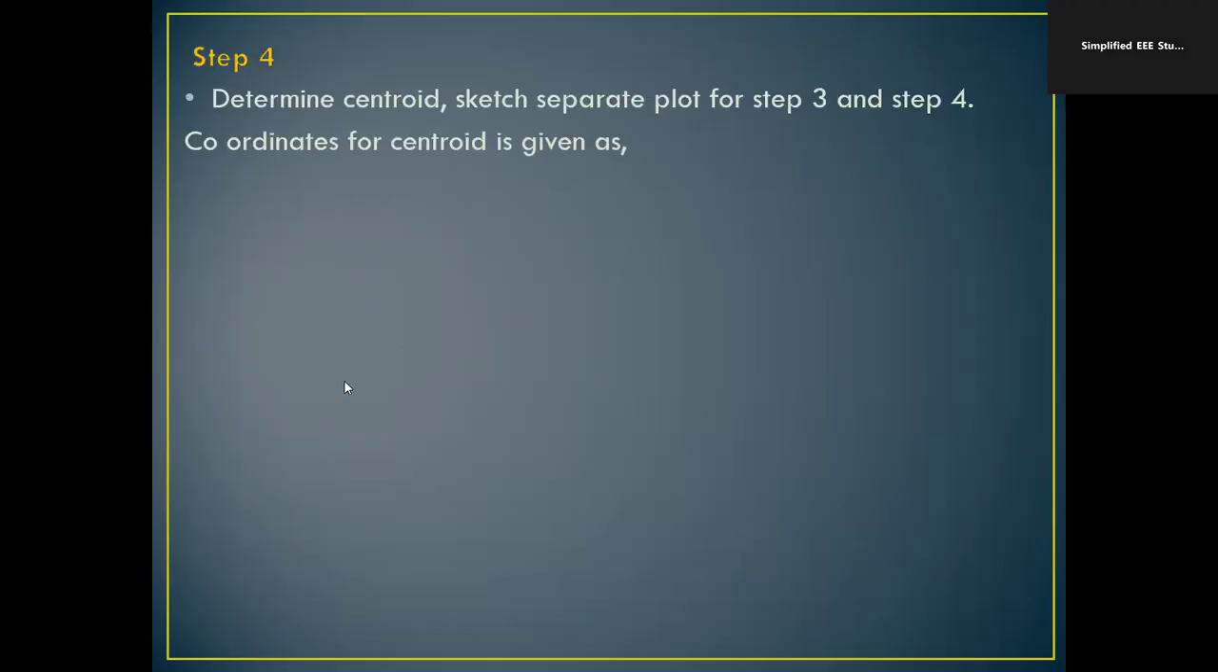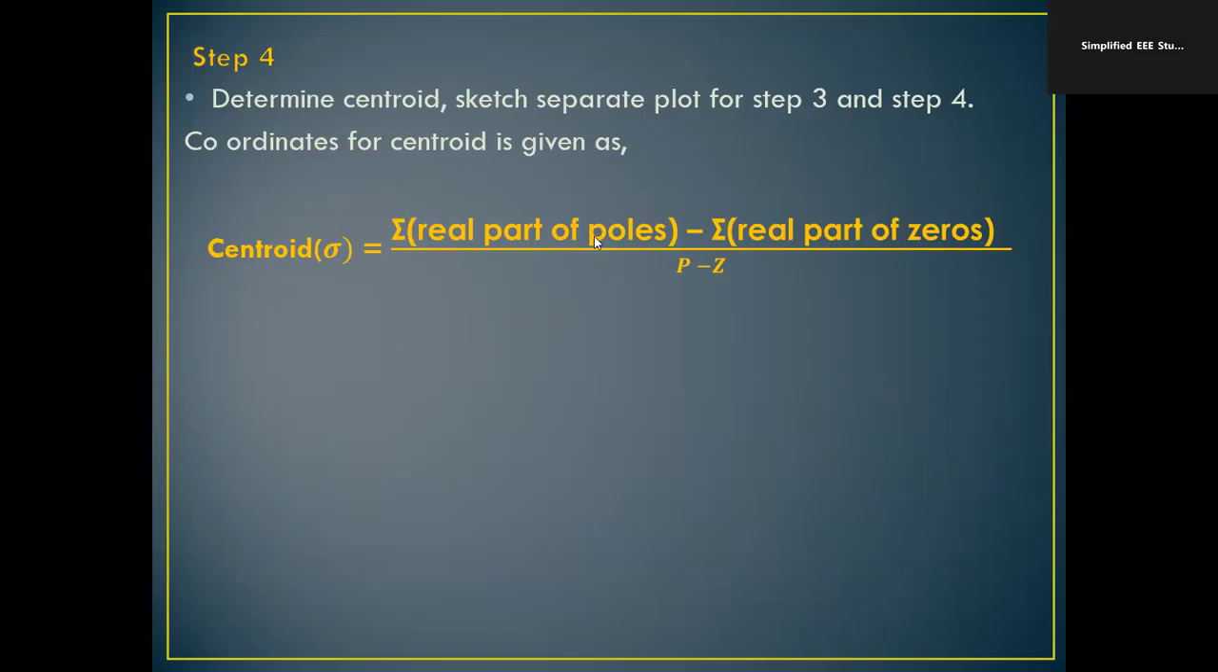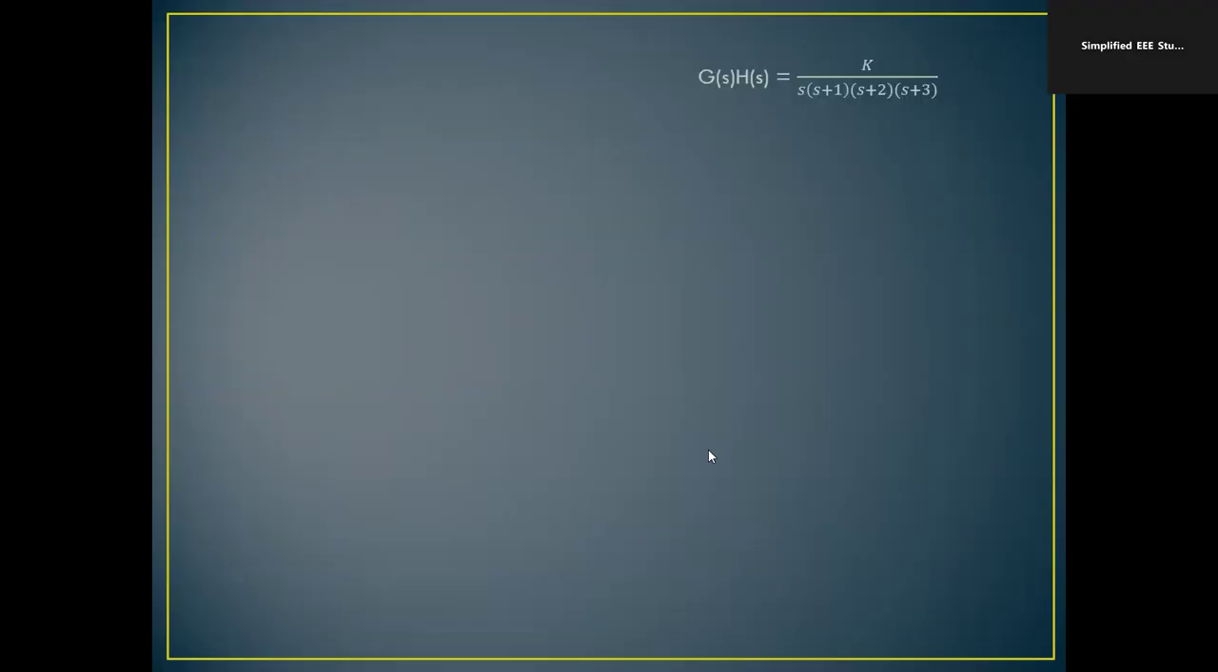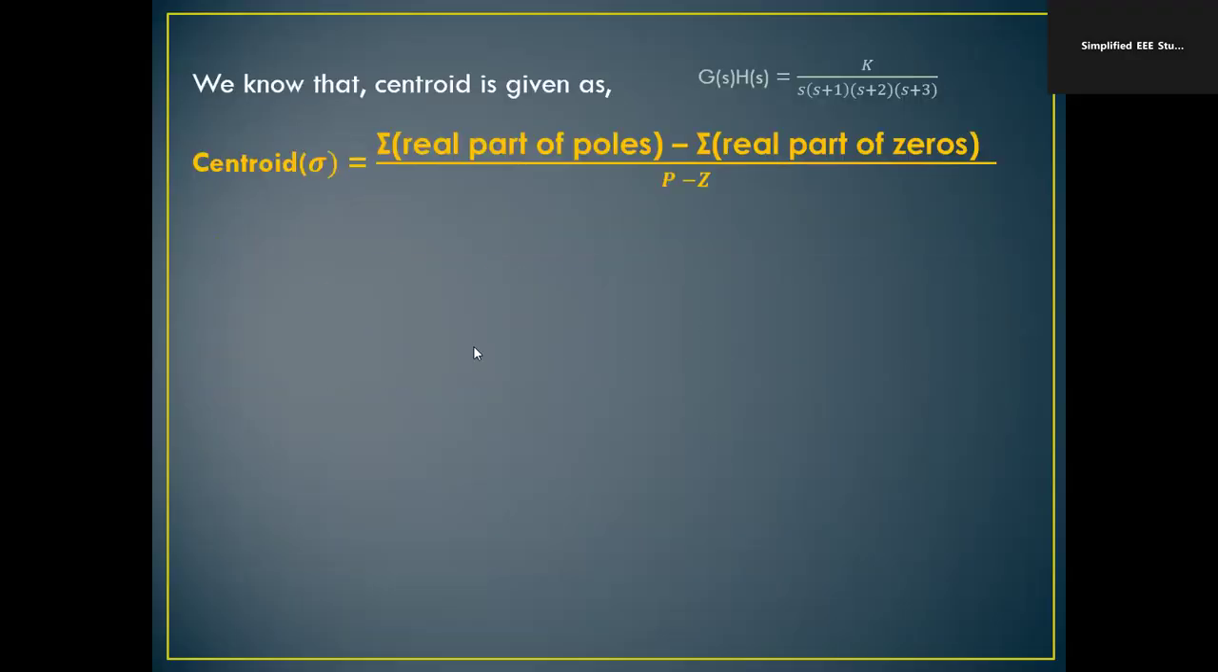Now step number 4, determine the centroid. Sketch the separate plot for step number 3 and step number 4. Coordinate for centroid is given by the formula: summation of real part of the poles minus summation of real part of zeros divided by number of poles minus number of zeros. So what are the real parts of the poles? You have to compute it. Real parts of the poles will be 0, -1, -2, -3, minus 0, because there are no zeros available. Similarly, p minus z is 4 minus 0. So you should get sigma equal to -1.5. Centroid is equal to -1.5. You need to mark that.